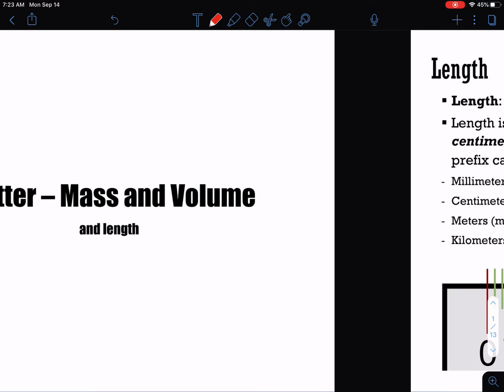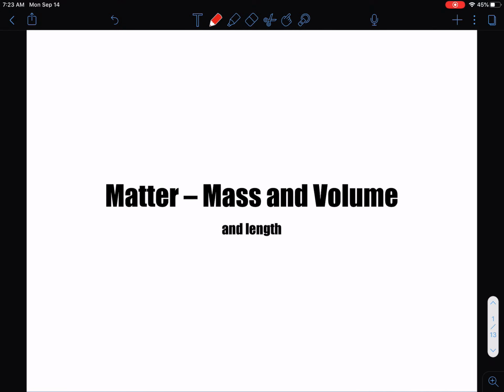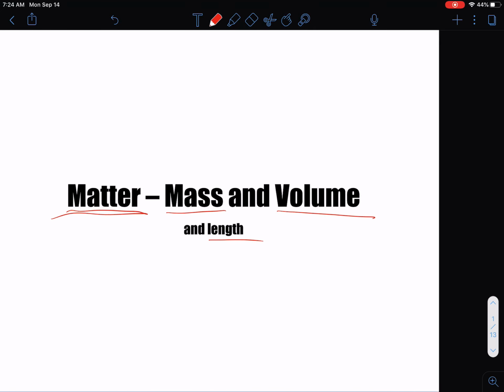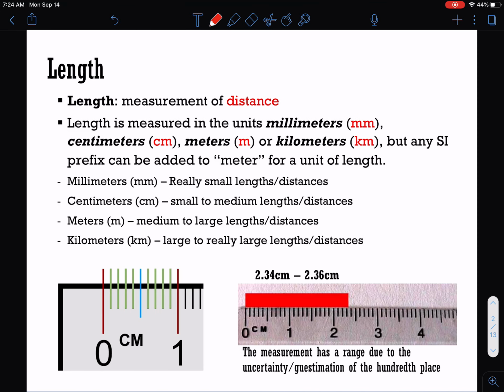measurements. And as you can see, we're looking at starting at the main component of matter. And the three things we're going to be looking at in this note section is going to be mass, volume, and length. The first one up is going to be length.